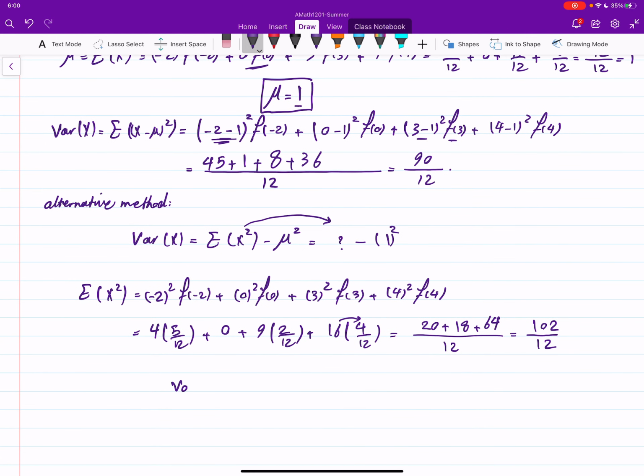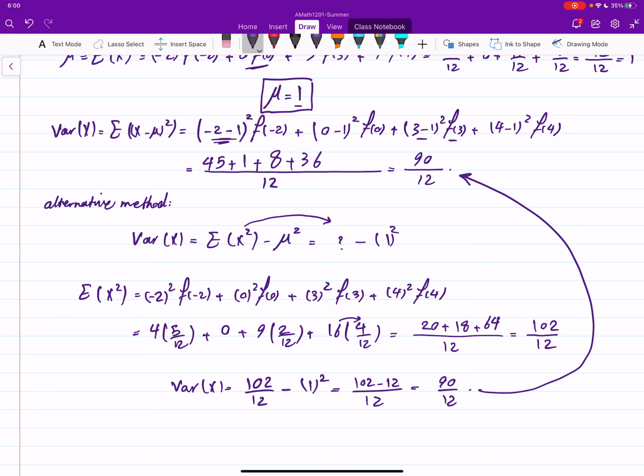So the variance of x is 102 over 12 minus 1 squared. If we put the common denominator there, this will be 90 over 12. And that is exactly the same number that we found before.